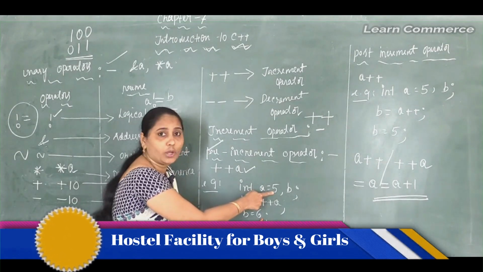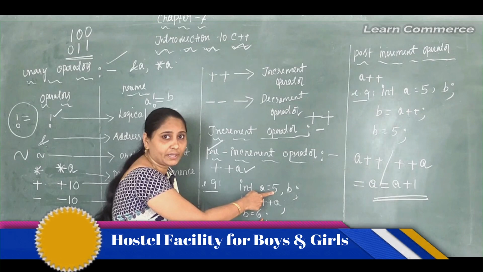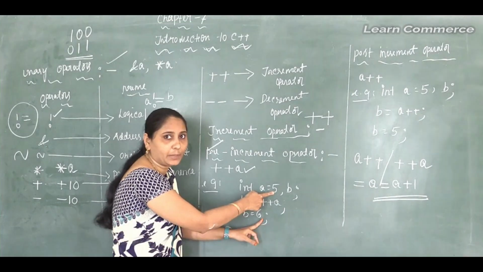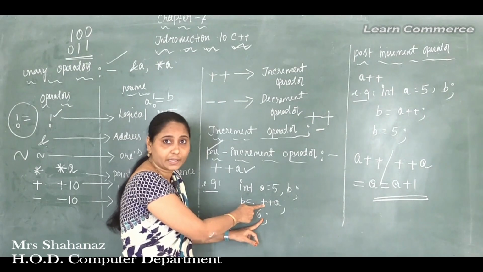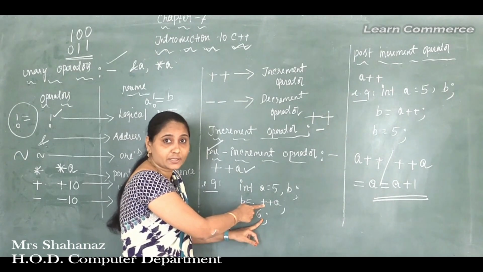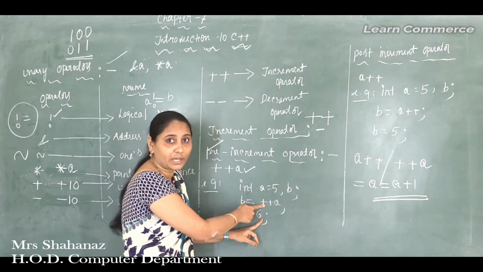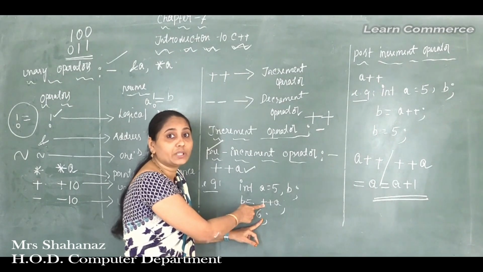Hagadre now ee explanation helbodadre, first increment the value of the variable a. a value is 5. So first of all it is going to make the increment in the value of the variable a. Increment anta helidre 5 plus 1, artha aita, a++ or maybe ++a, both are a = a + 1.